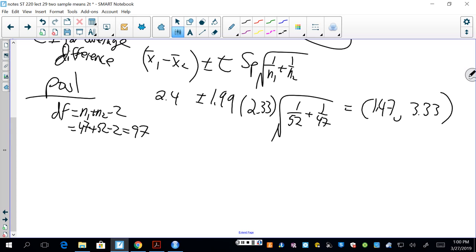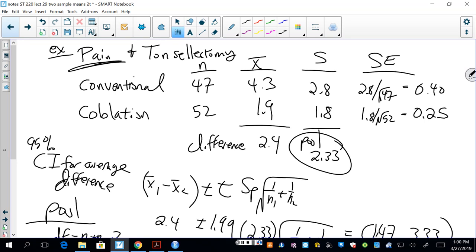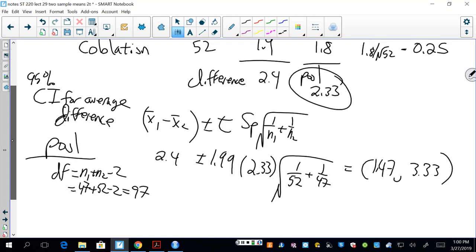All right, so we know that it has a significant reduction in pain because 0 is not within the confidence interval, right? Yep. If we did a hypothesis test, would we have to do both just to prove that it's significant, or could we just do one or the other? Either one would be convincing.